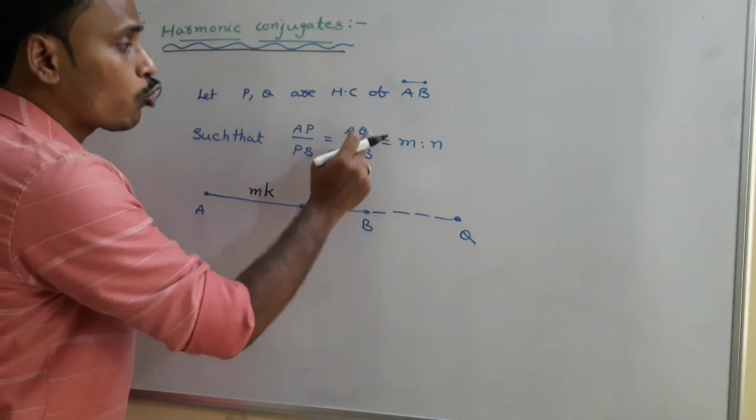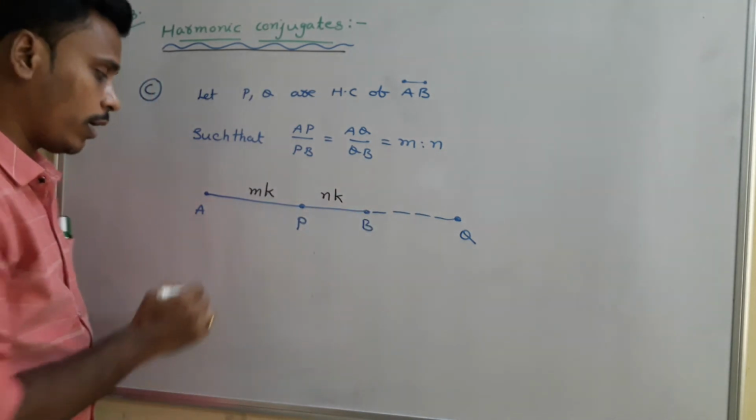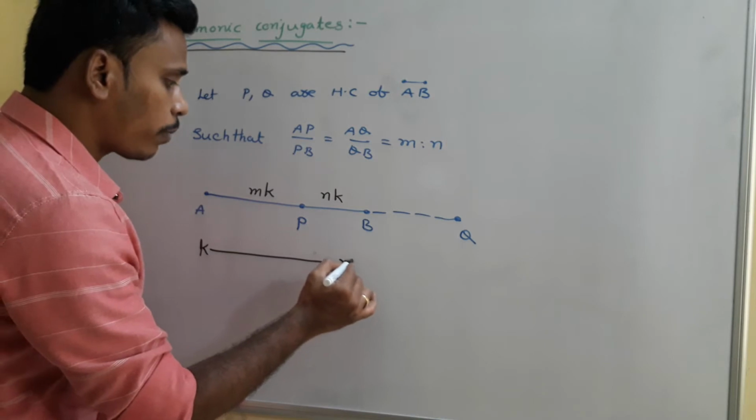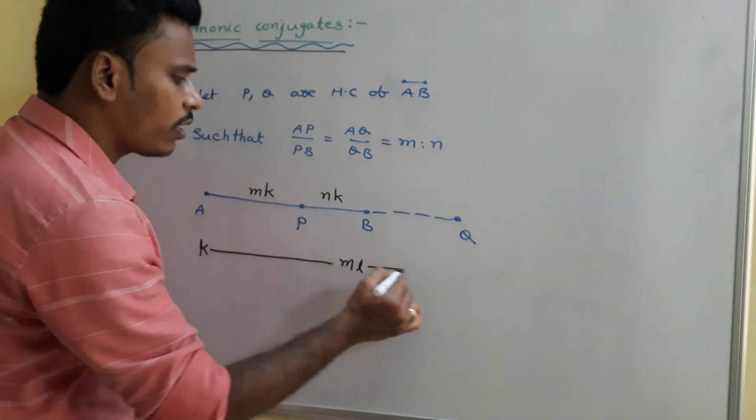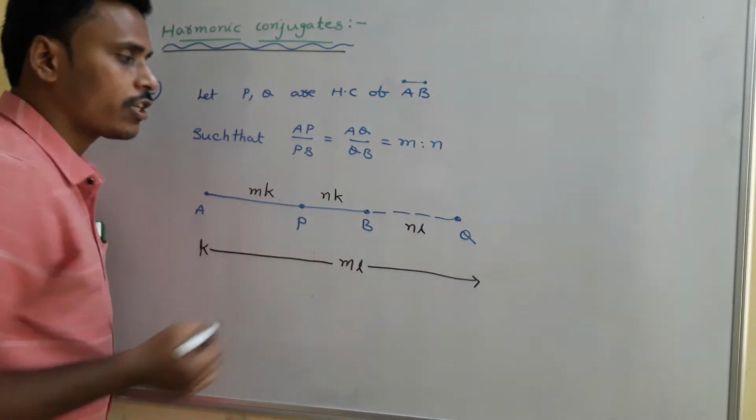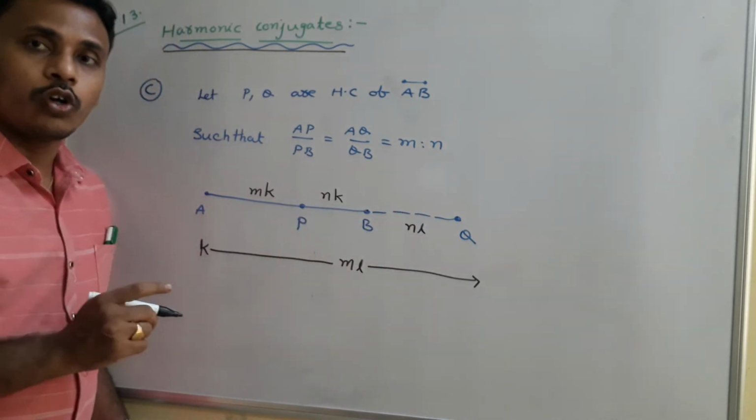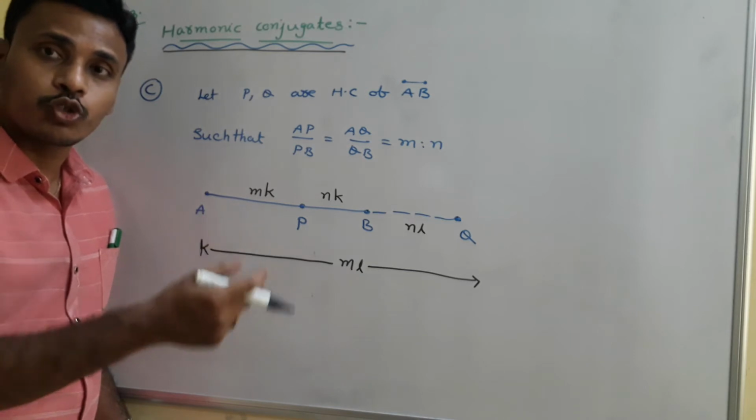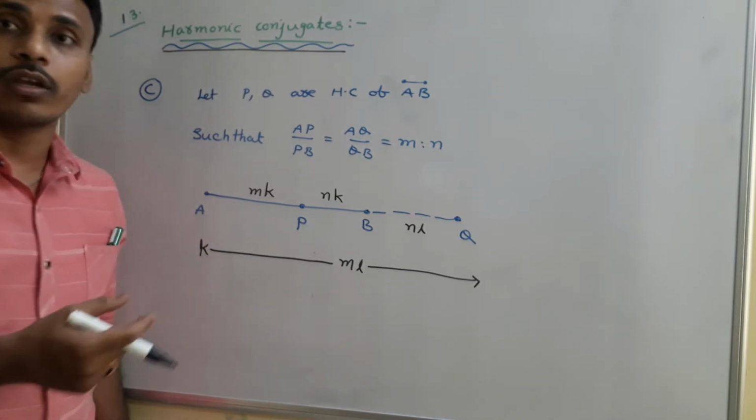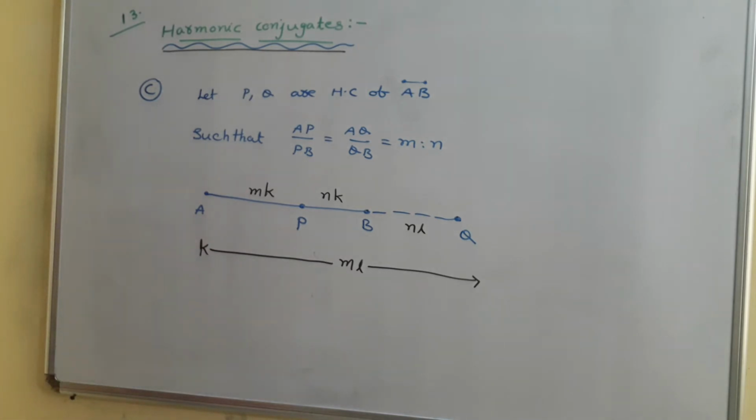In the same way, AQ by QB is also in the ratio M is to N. So from A to Q, this part may be ML, and from B to Q may be NL. Is it clear? I think you all know that if the ratio is 2 is to 3, or 3 is to 4, we consider the values as 3K, 4K like that. Since it is M is to N, MK, NK, and M is to N, ML, NL.